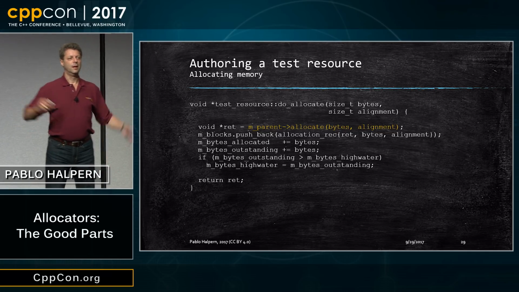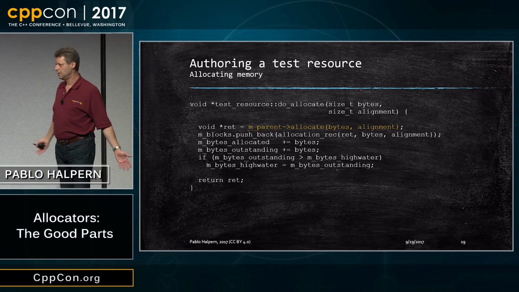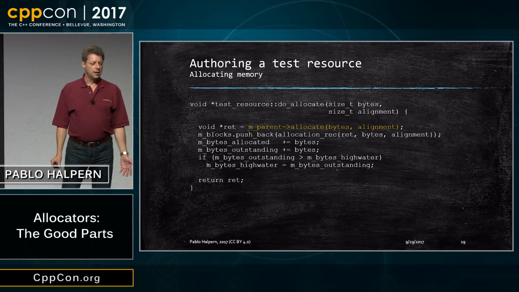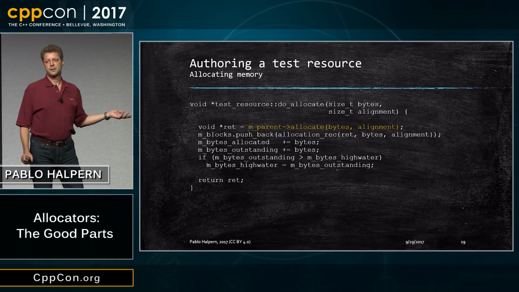Do allocate function. Finally, we get to the business end of this thing, right? So far, it hasn't been too hard. It's been pretty much straightforward. And now we're actually doing something interesting. The first thing we do when asked to allocate memory is we allocate memory. Where do we get that memory from? We get the memory from our upstream resource.